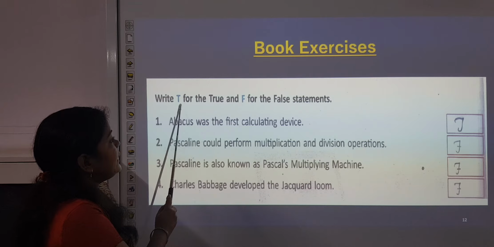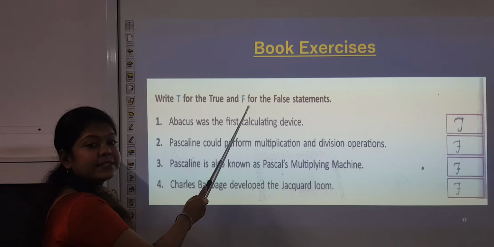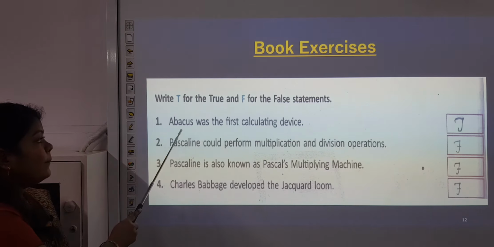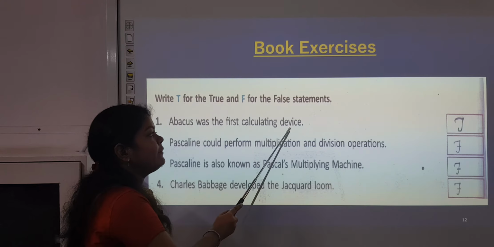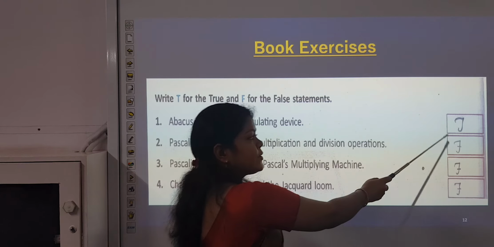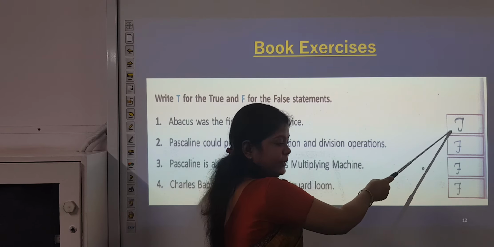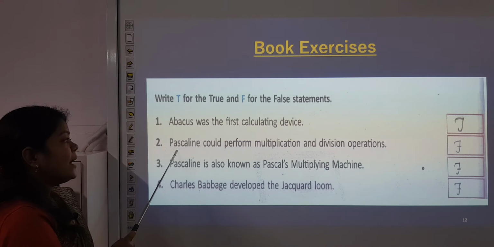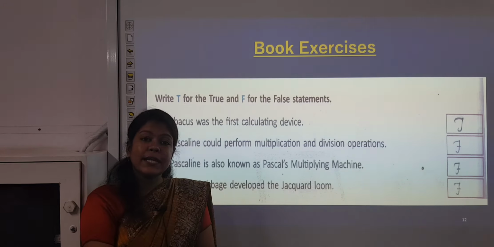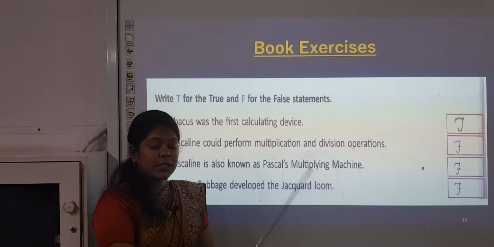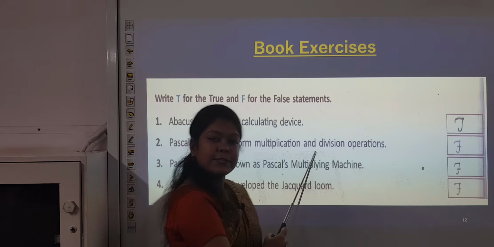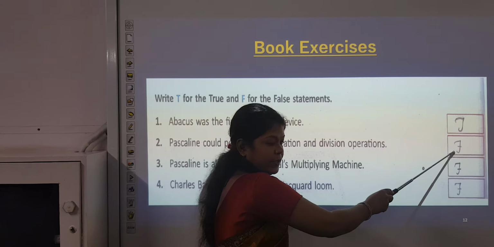Next we have write T for the true and F, that is capital F, for the false statements. So, our first statement is abacus was the first calculating device. We all know abacus was the first calculating device. So, it is true. So, you have to write here capital T. Next, we have Pascaline could perform multiplication and division operation. We know Pascaline is also known as Pascal's addition machine because it can only perform addition and subtraction. So, this statement is false. So, you have to write here capital F.